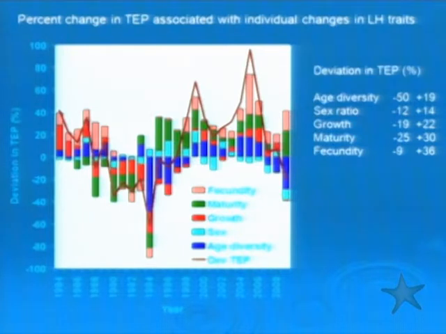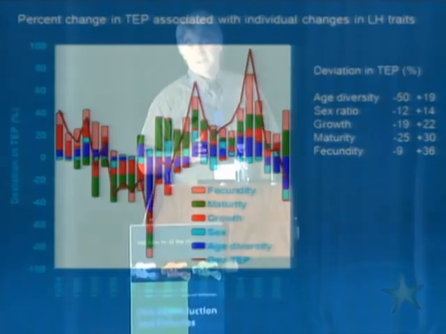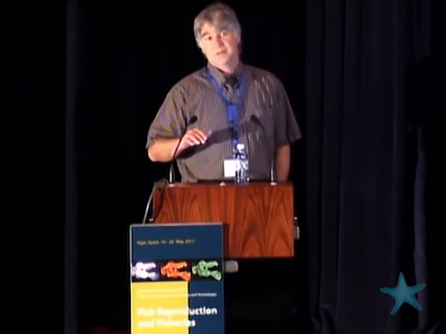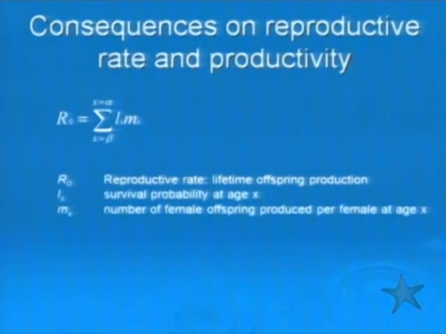So we see that depending on the situation, these different reproductive characteristics don't have the same weight in explaining those changes. So it's really important to follow those characteristics over time to understand what is going on in terms of egg production. Now, what is the impact of those changes on the reproductive rate and productivity of the stocks? To do that, I calculated the reproductive rate based on the lifetime offspring production, which is estimated from the survival probability at age and the number of female offspring that are produced per female at each age.